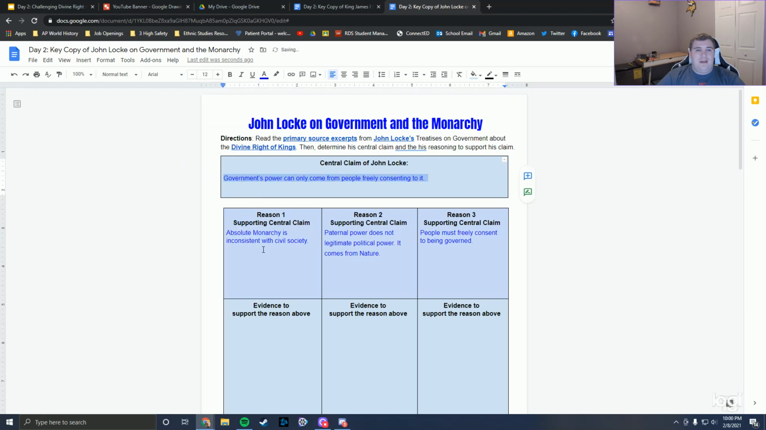Now, some of his reasons supporting his central claim: reason 1 is that absolute monarchy is inconsistent with what we call civil society, aka the society that we all live in. Reason 2 is that paternal power does not legitimize political power, which comes from nature. That's one of the biggest things he talks about here: the idea of the king being the father of the people doesn't legitimize anything. It just says that you think that, and that's it. And then reason 3 is that people must freely consent to being governed. Okay, so that is that.